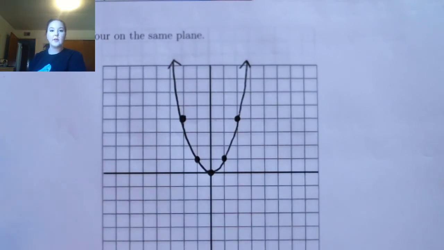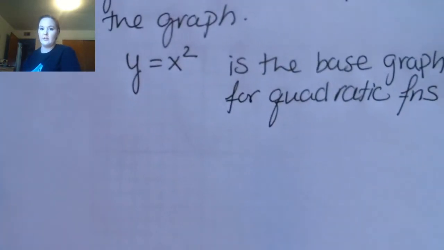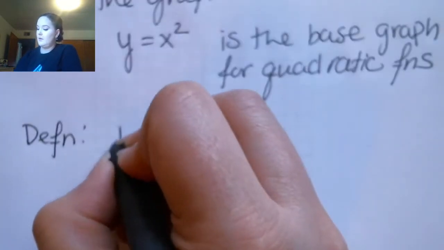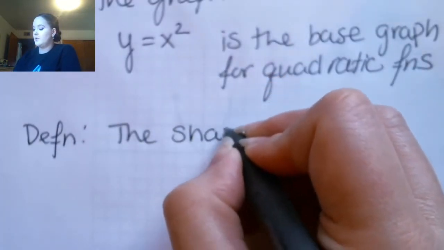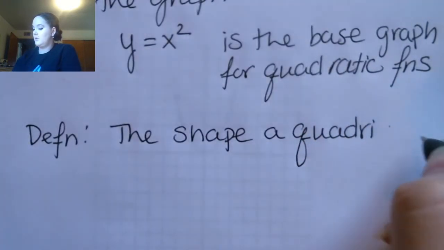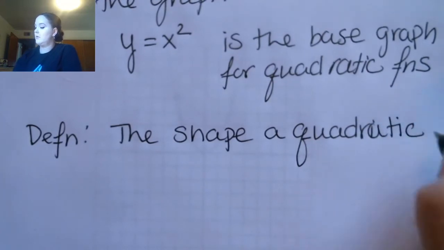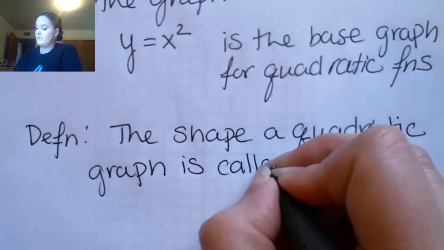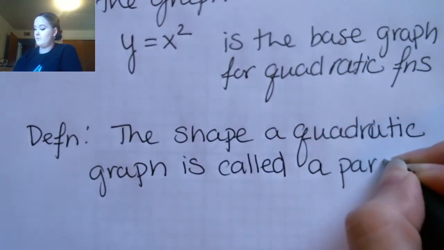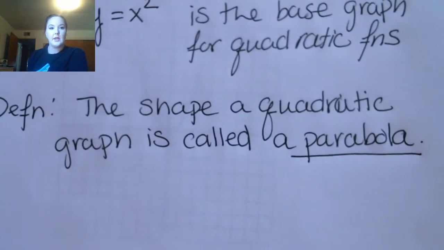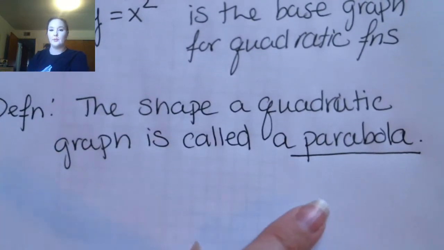You can see what this graph looks like. This is our base graph. Let's talk about what this is called. The shape of a quadratic graph is called a parabola. That U shape that we saw is called a parabola.